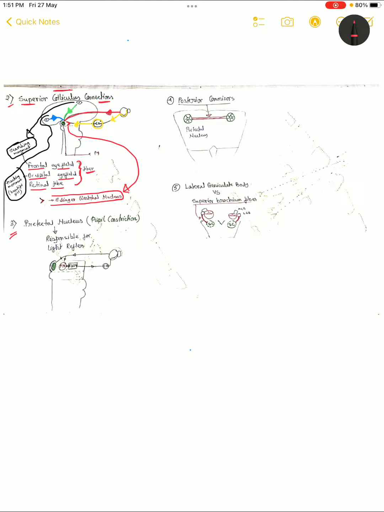So here you can see one nucleus we are going to talk about, which is a pretectal nucleus. Location. Okay, function is what? Pupil constriction. Okay, definitely this is responsible for the light reflex. If there is light, bright light, you will constrict. So this is the reflex.